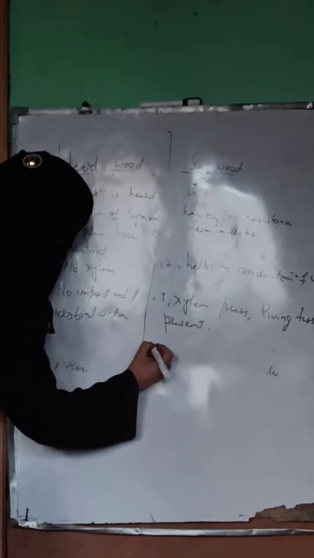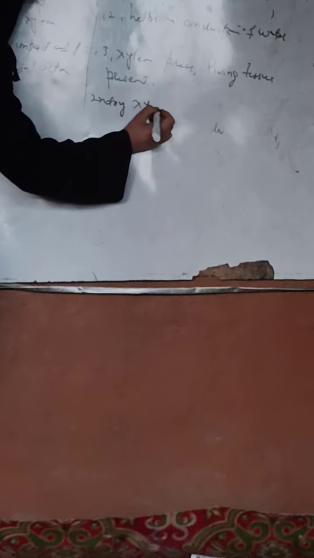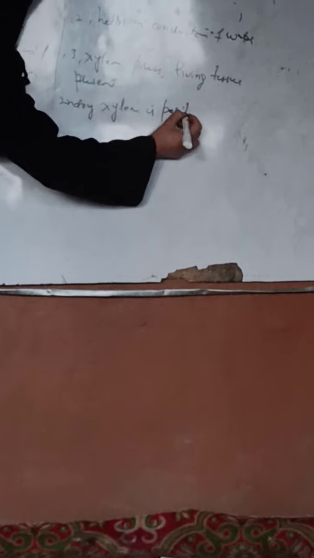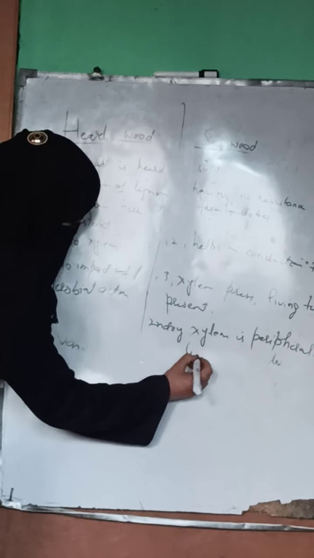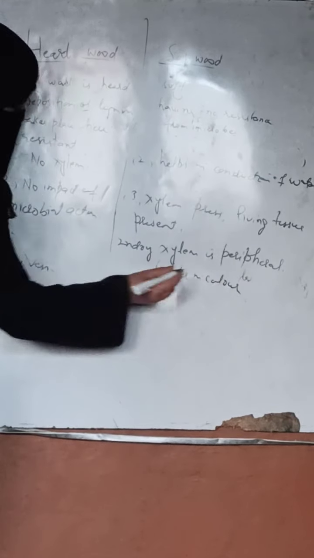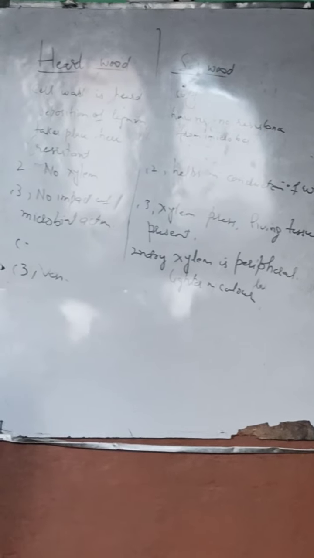And in case of sapwood, there is secondary xylem, peripheral, and it is also lighter in color, but in case of heartwood, it provides protection and support.